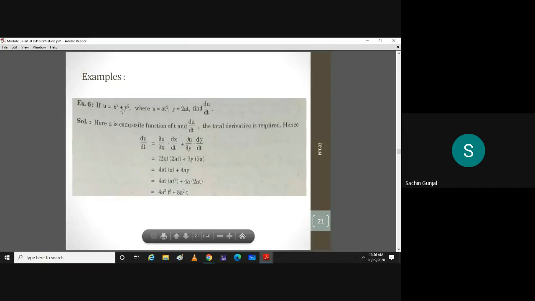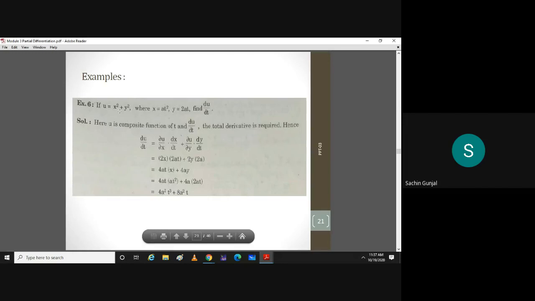So u is equal to x squared plus y squared, where x is at squared and y is 2at. Then find du/dt. I don't think there is anything to explain, because there are two ways to find du/dt. You can simply substitute x and y in u, and then find its derivative with respect to t. And the second way is to apply the definition of du/dt, which is ∂u/∂x into dx/dt plus ∂u/∂y into dy/dt.